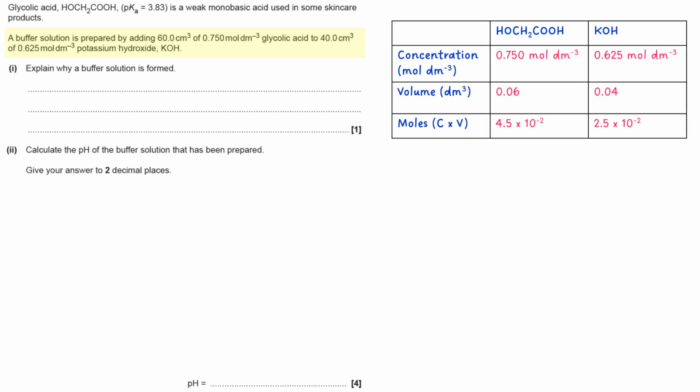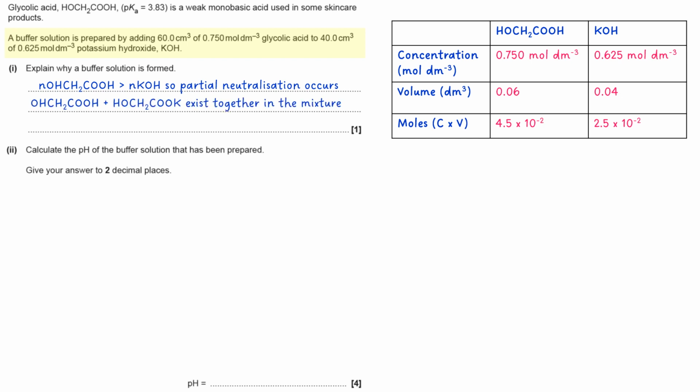So the first thing to do is to work out the moles of each of those two components. And as you can see, the number of moles of glycolic acid exceeds the number of moles of potassium hydroxide, so we get what's called a partial neutralization. So that means that there's some glycolic acid left behind and also some new conjugate base, or potassium glycolate salt. Those two things together allow a buffer solution to form.